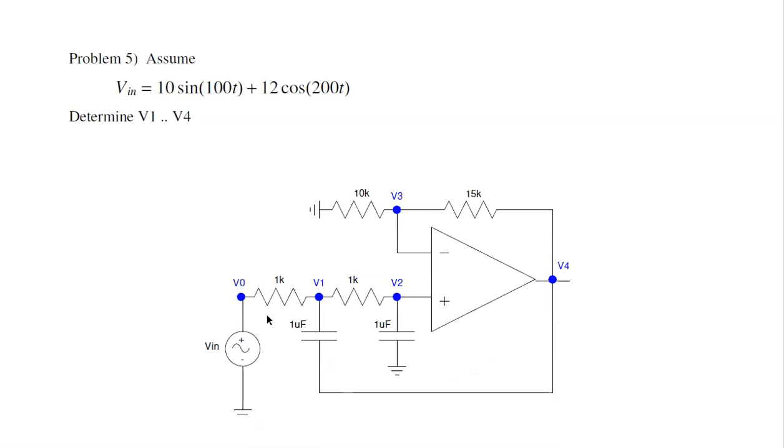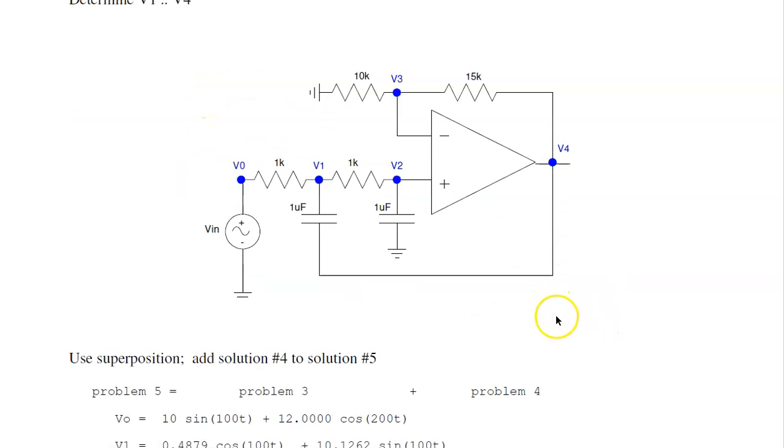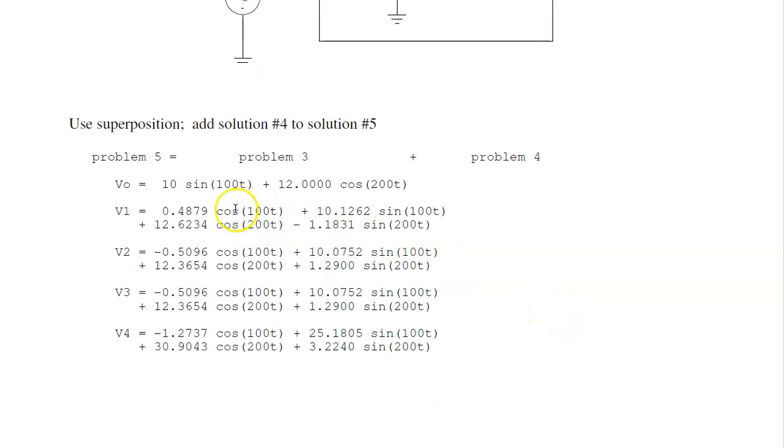Problem 5 is kind of a trick question. If I put the two together, what you really do is use superposition. Pretend the input is just 10 sine 200t, solve for V4. That's problem 3. Assume the input is 12 cosine 200t, solve for the output. That's problem 4. Put the two together, I get the total input. Put the two together, I get the total output. So just add up the previous two answers, the 100 and 200, and you get the total answer. So that is homework set number 10 for EE 206.